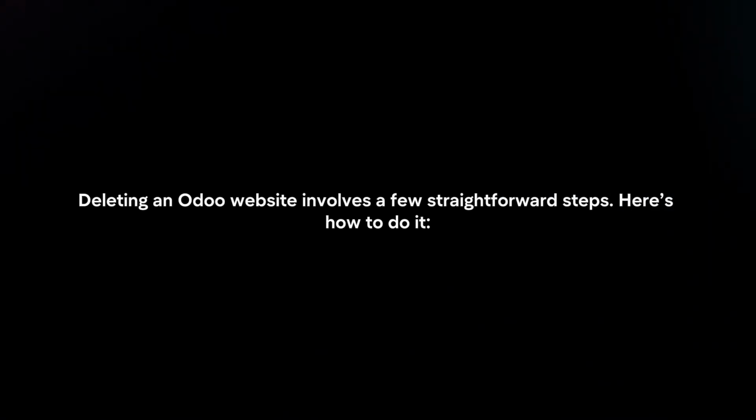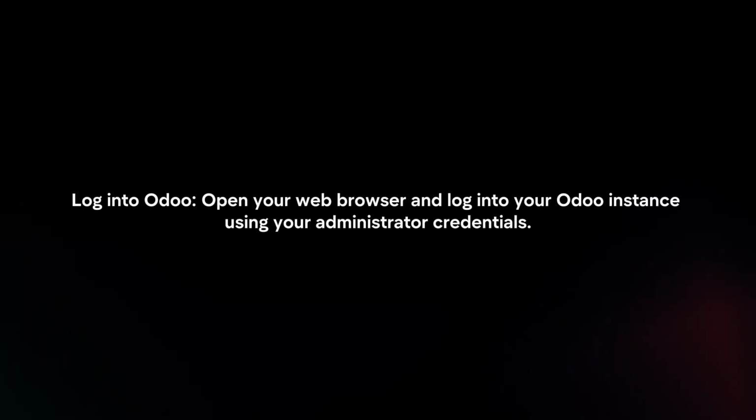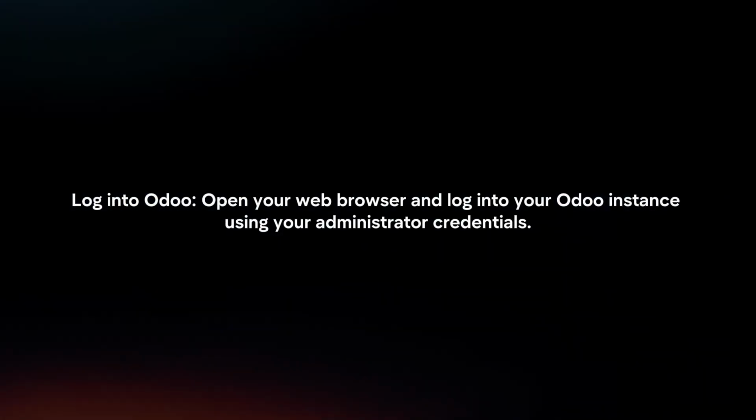Deleting an Odoo website involves a few straightforward steps. Here's how to do it. Log into Odoo. Open your web browser and log into your Odoo instance using your administrator credentials.